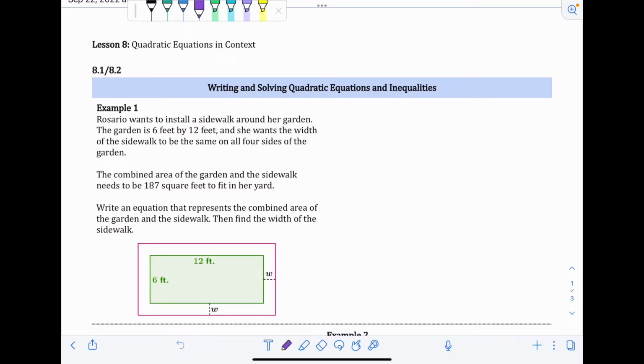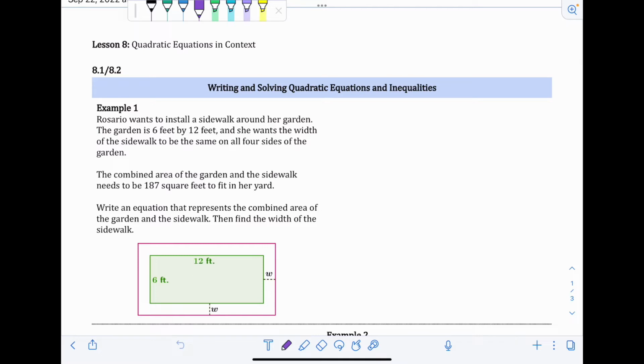Lesson 8 is quadratic equations in context. So we're just going to work on writing and solving quadratic equations and inequalities as well. Remember, inequalities are just something with the less than or the greater than or equal to symbol, but they're structured pretty much the same way as a quadratic equation would be. It's just the equal sign that's different.